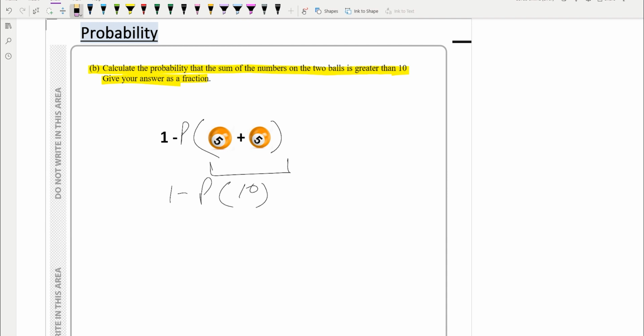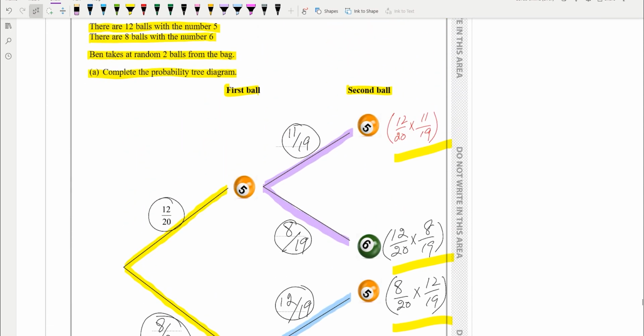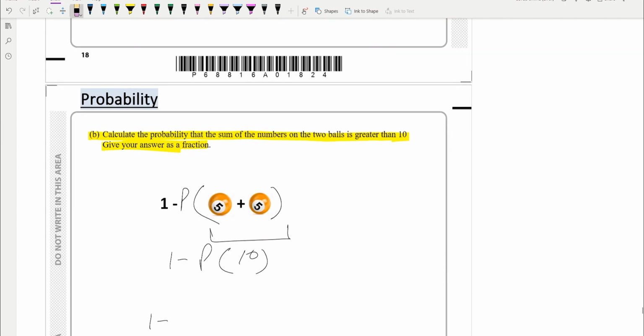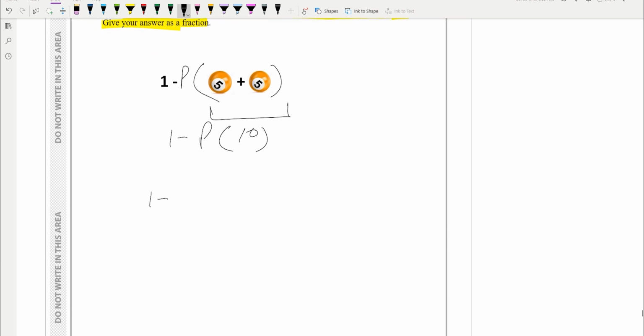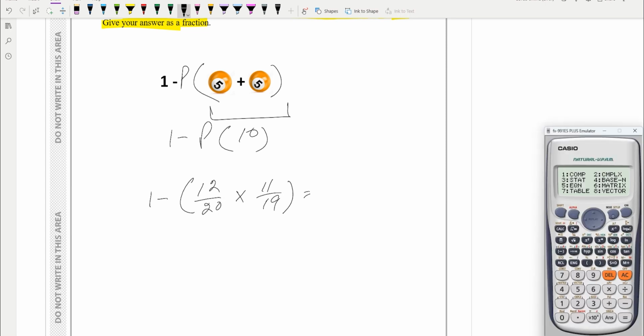So now we will take 1 minus the probability. So 1 minus the probability of getting 10 is what? Getting 10 means 5 and 5, which will be this branch, and the probability for this branch is 12 by 20 multiplied by 11 by 19. We can calculate this with the help of a calculator, and we can write it as 1 minus, in brackets, a fraction.